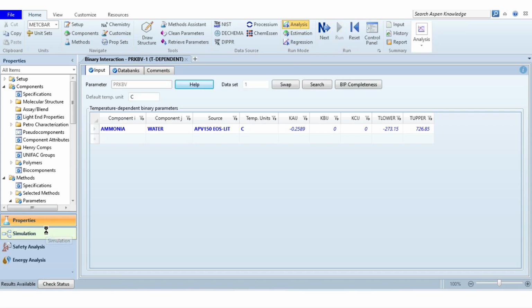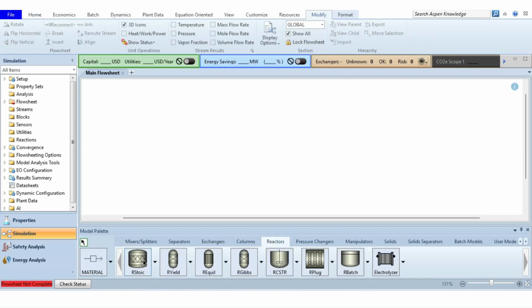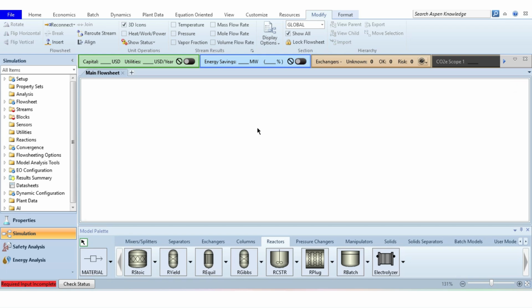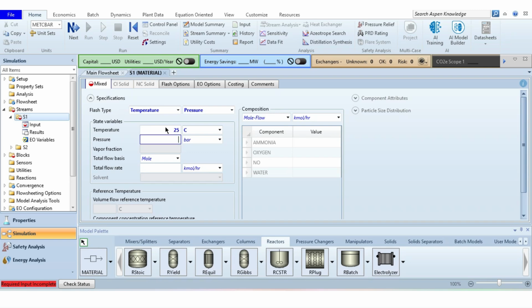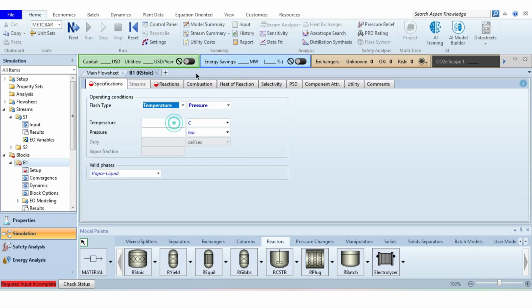We will now go to the simulation environment and select the stoichiometric reactor. Going to the reactors, this is RSTOIC, which is the stoichiometric reactor. Then we will make the inlet and outlet connections. Then we will specify the feed, which is S1, at 25 degrees centigrade, 1 atm, with a molar flow rate of ammonia as 5 and oxygen as 5. So the feed is specified. Now going to the reactor, 25 degrees centigrade, 1 atm, the same condition as that of the feed.